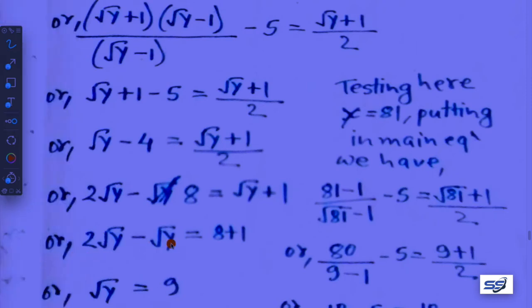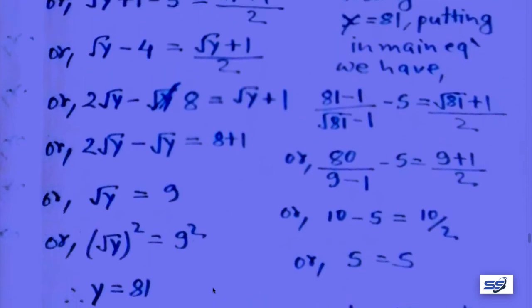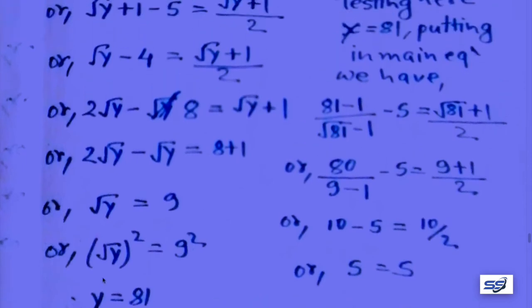Or 2 root y minus root y. Now this 2 root y minus root y equal 8 plus 1. Here 8 plus 1, this 8 and this 1. Or root y equal 9. Root y equal 9, or squaring here both sides, we get root y whole square equal 9 whole square, therefore y equal 81.